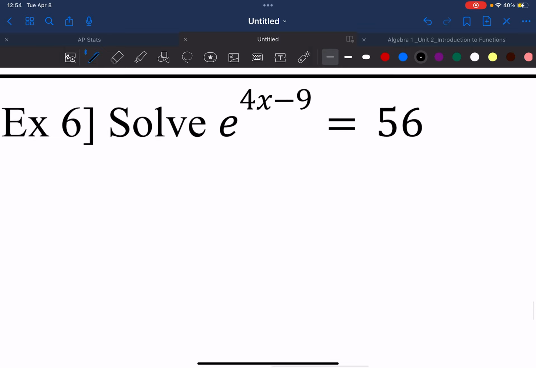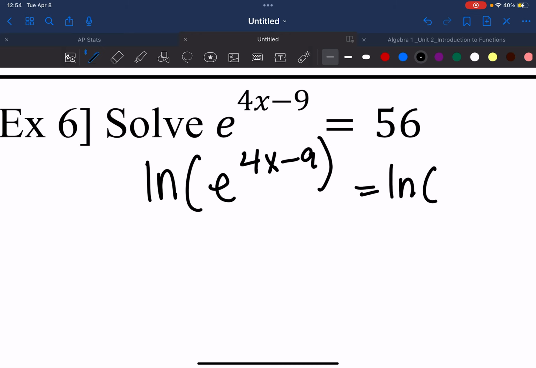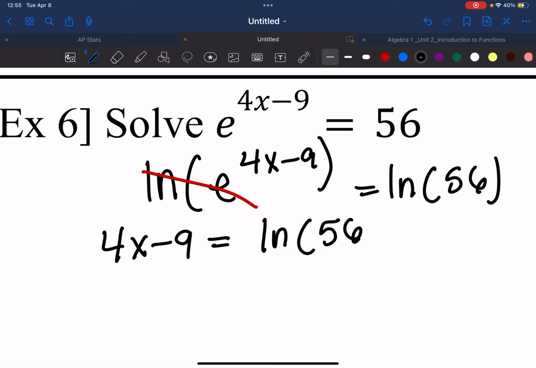Number 6. So for this one, now I have this in terms of e. So I can't just turn this into a logarithm. I have to remember that e and natural log cancel each other out. So what I'm going to do is take the natural log of both sides. So the natural log of e to the 4x minus 9 is equal to the natural log of 56. Well, natural log and e cancel each other out, so this is 4x minus 9 is equal to the natural log of 56.